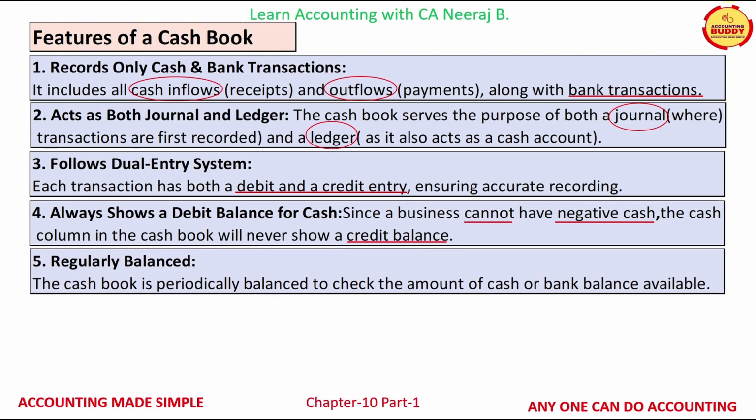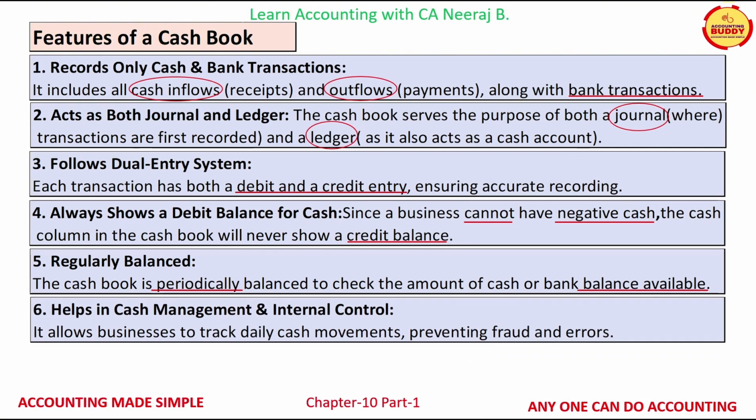Feature number 5 is cash book is regularly balanced. The cash book is periodically balanced to check the amount of cash or bank balance available. Feature number 6 is cash book helps in cash management and internal control. It allows business to track daily cash movements and prevent frauds and errors.